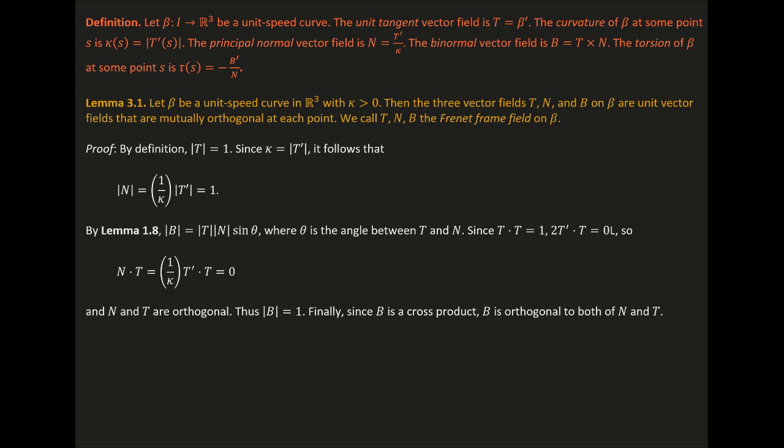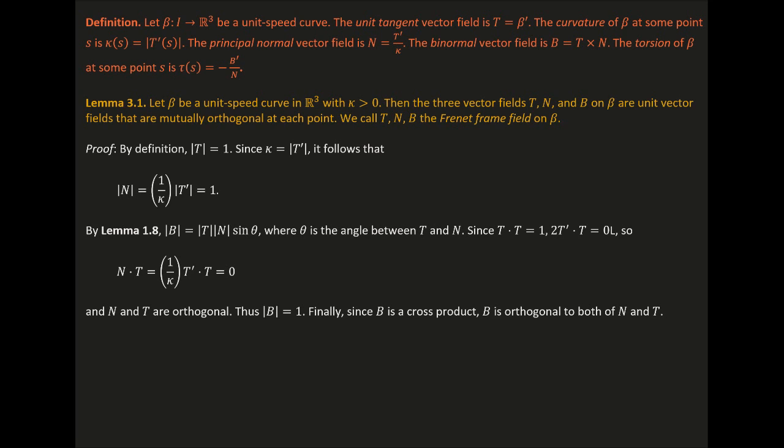If beta is a unit speed curve, we'll define the unit tangent vector field to be the vector field beta prime. We'll denote that T. The curvature of beta is defined as the magnitude of the derivative of the unit tangent vector. This is denoted kappa. The principal normal vector is denoted n, and this is equal to the derivative of the unit tangent vector normalized by its magnitude, which is the curvature.